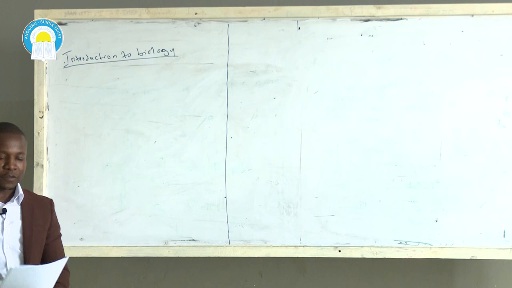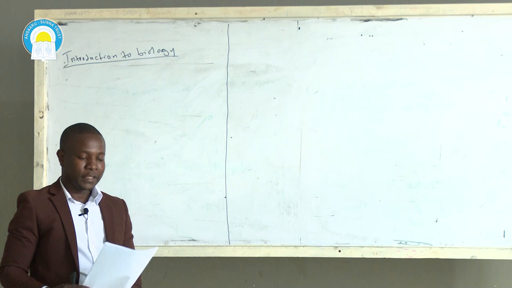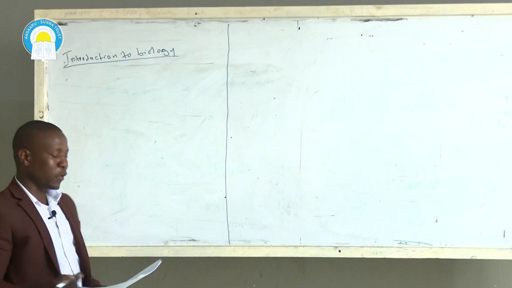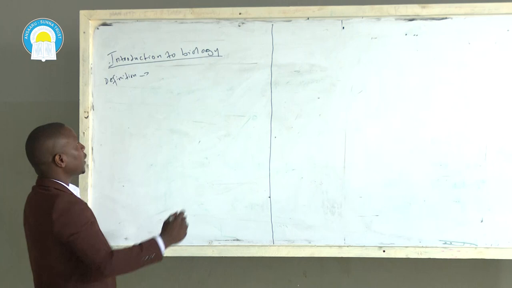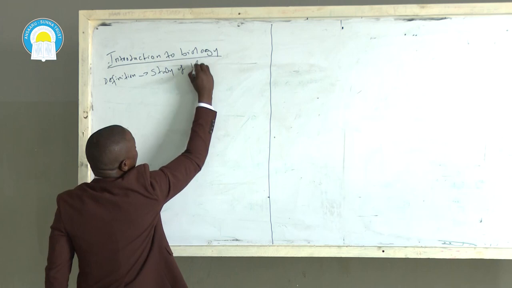And we go straight away to the definition of biology. What is the definition of biology? What does the term biology mean? So we go to definition. Under definition, you say biology is the study of life. Or also you can say biology is the study of living things.